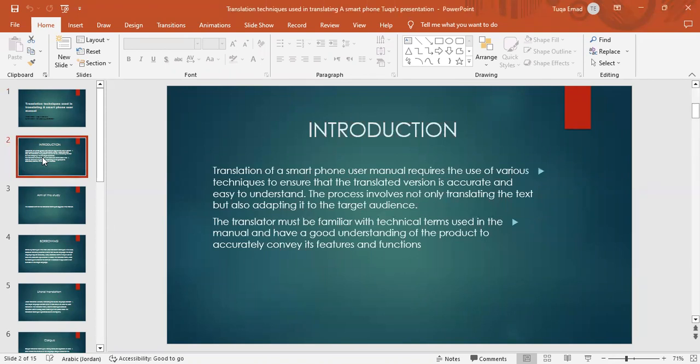Translation of a smartphone user manual requires the use of various techniques to ensure that the translated version is accurate and easy to understand. The process involves not only translating the text, but also adapting it to the target audience. The translator must be familiar with technical terms used in the manual and have a good understanding of the product to accurately convey its features and functions.